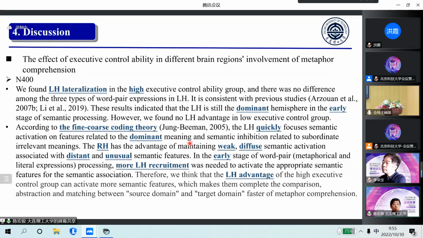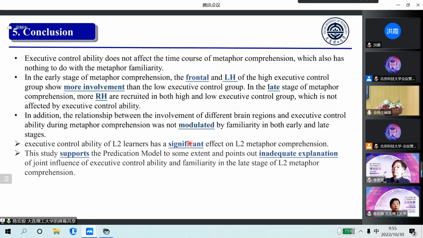Right, so all in all, I want to jump to the conclusion because the time is almost up. We found that executive control ability doesn't affect the time course of metaphor comprehension, which also has nothing to do with metaphor familiarity. In other words, for the time course, familiarity doesn't play much role in comprehending second language metaphor.